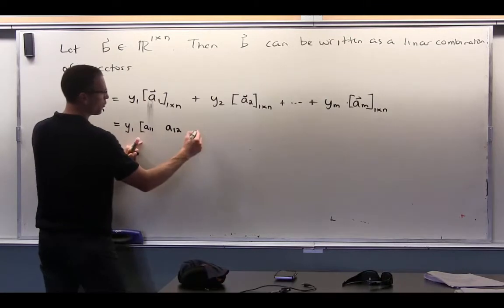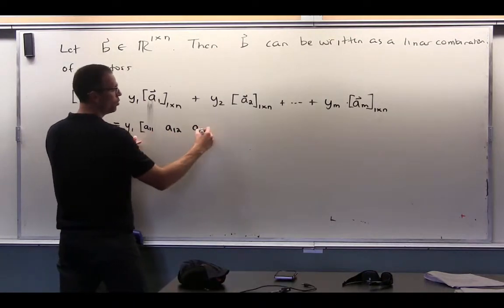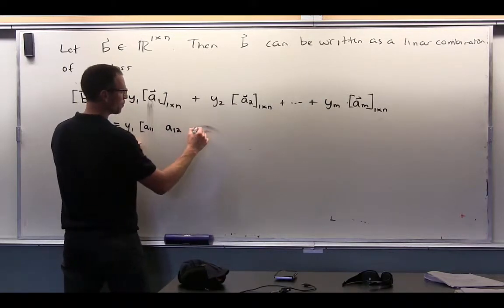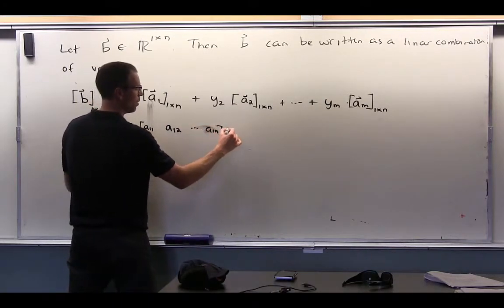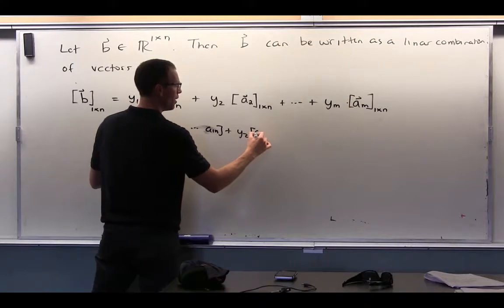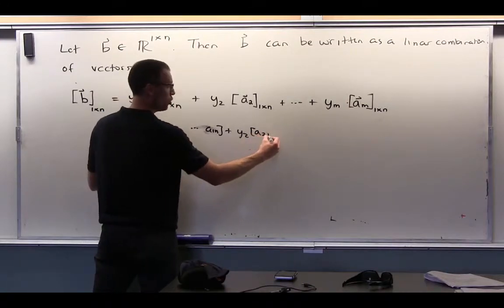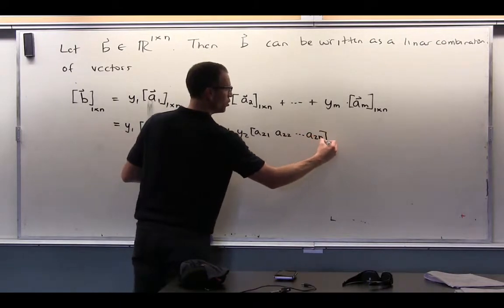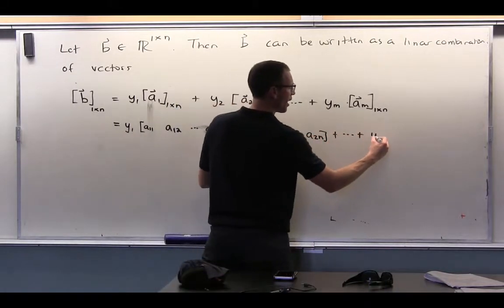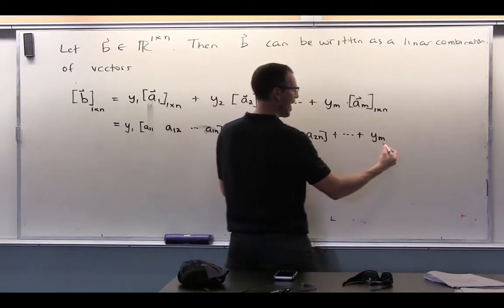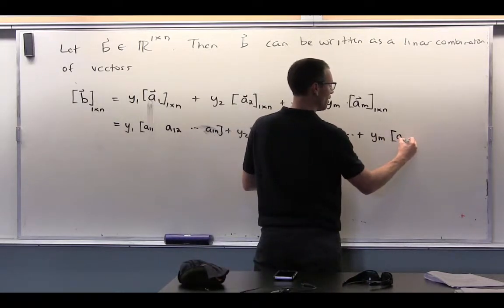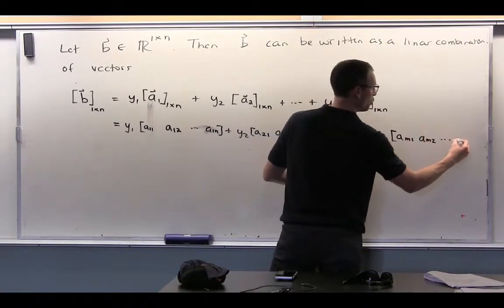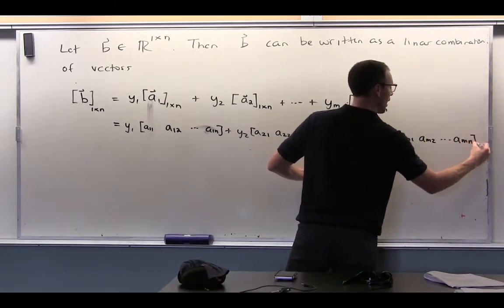Okay, so could you guess what this first one is? A11, A12, all the way down to A1n. And then what? Plus y2 times A21, A22, all the way down to A2n. And then I just keep going until I have ym, and then what? Am1, Am2, all the way down to Amn.